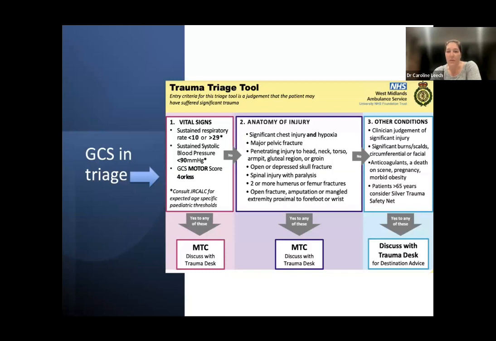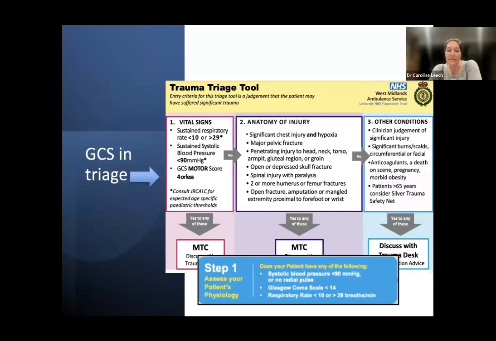And you'll see that we have a tool developed from the MATS study from Sheffield. So it's based on data, and it's been validated on data as being more diagnostically accurate than the tool we had before. And you'll see on the first column that it says GCS motor score of 4 or less. So if people are withdrawing from pain or less, they would trigger to go direct to a major trauma centre following trauma. If you look at other regions, they sometimes use different scoring.